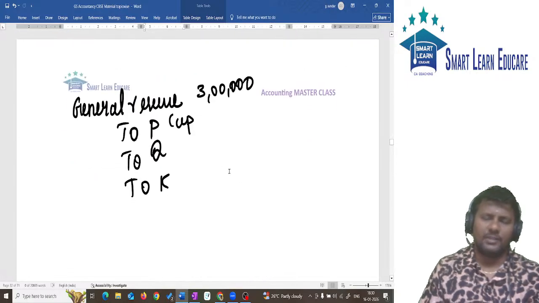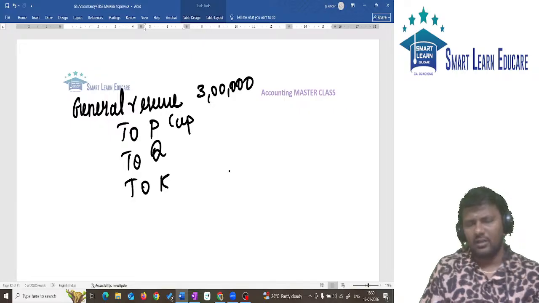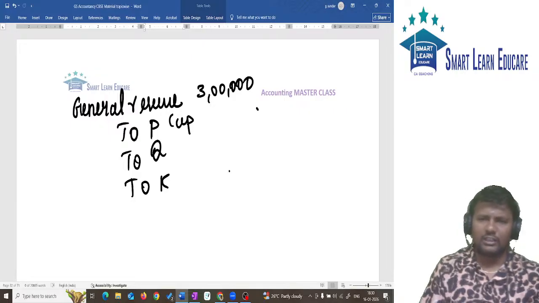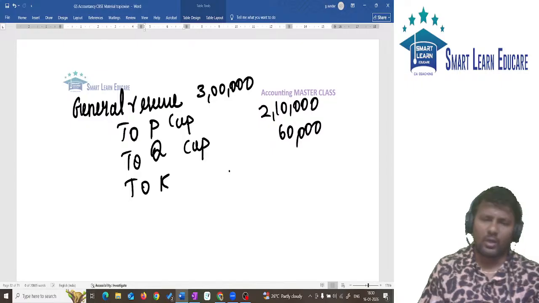7:2:3. 3 lakh divided by 10 is 30,000. 30,000 into 7 will give you 2 lakh and 10,000. 30,000 into 2 is 60,000. 30,000 into 1 is 30,000. If you add all the numbers, you should get 3 lakh.